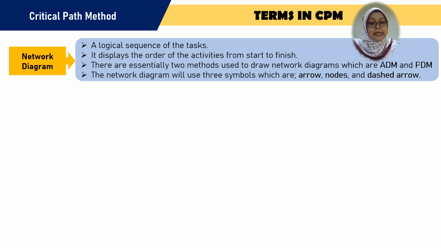There are essentially two methods used to draw the network diagram, which are ADM and PDM. I will explain what ADM and PDM are right after this. So the network diagram will use three symbols, which are arrow, nodes, and dash arrow.